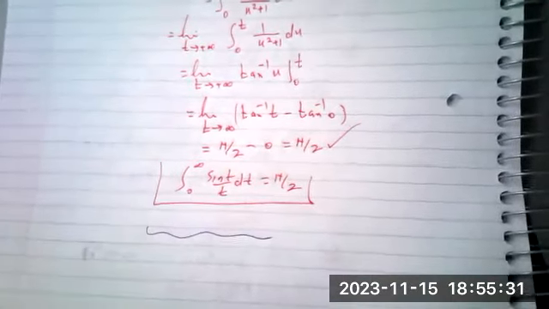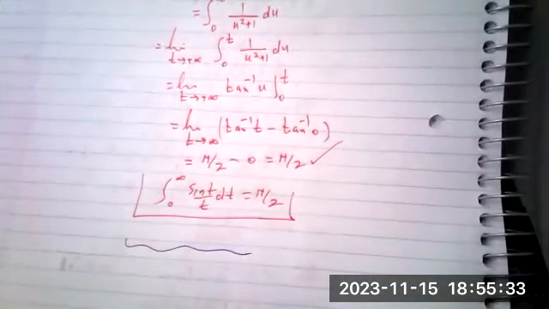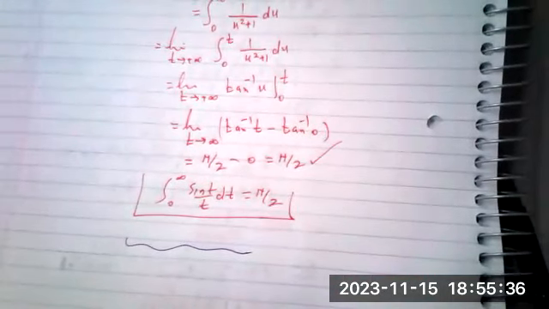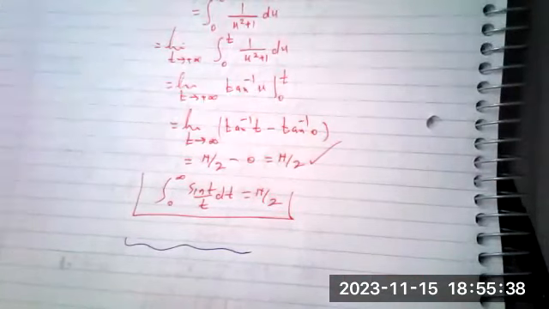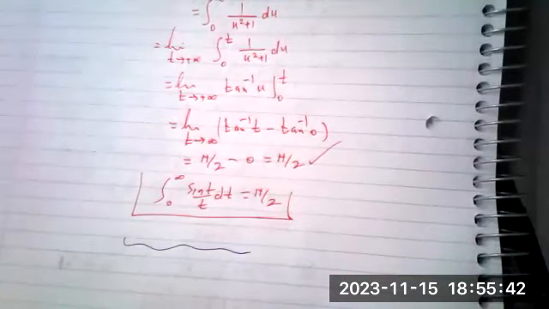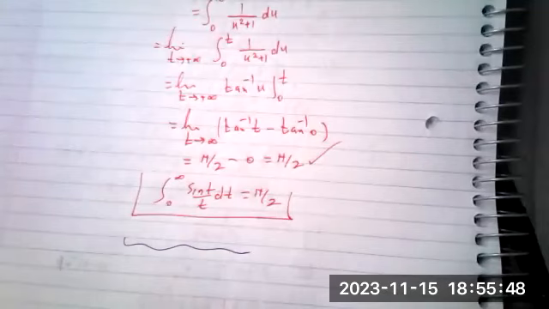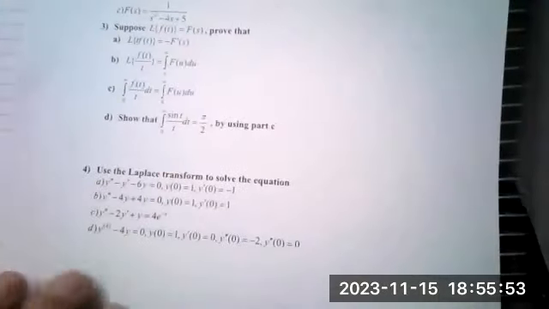So let's go to the next one. That was the Laplace transform. Now we need to solve some equations. We give 2 groups of equations: ordinary differential equations, and differential equations with the unit step function. The ordinary one is number 4. We did a couple of them.